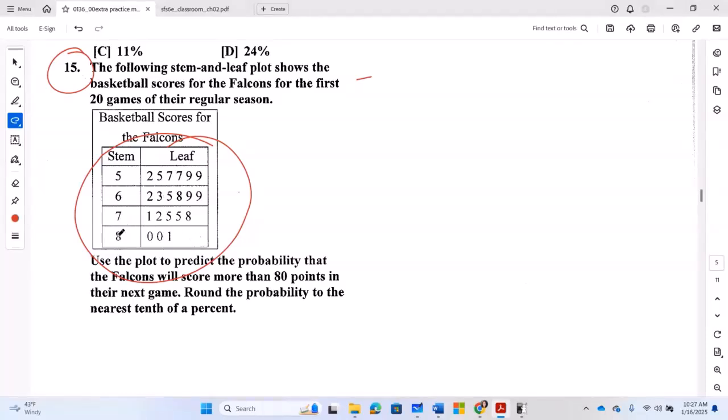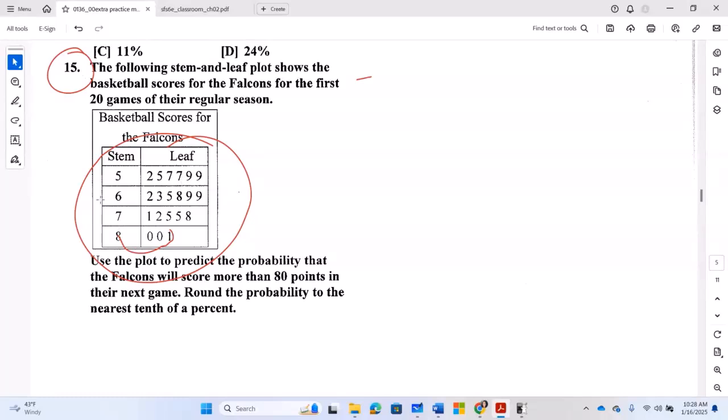I could also be asked what is the maximum number in this question. The maximum number is 81. So I could actually be given a stem and leaf plot, and I'm told to find the minimum number. The minimum number is 52, the maximum number is 81. Also, I could be told to find the mean, median, and mode.